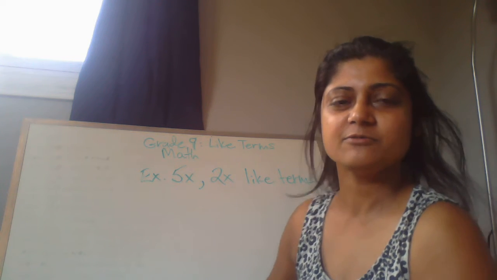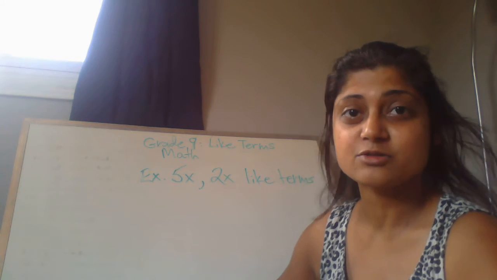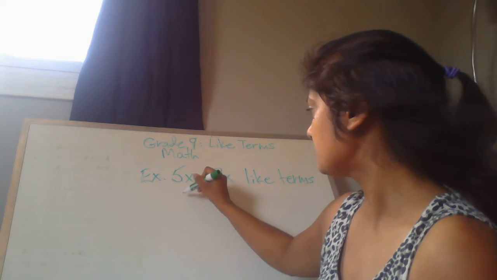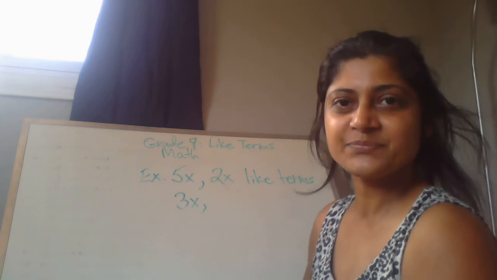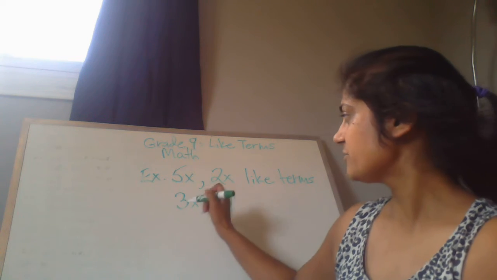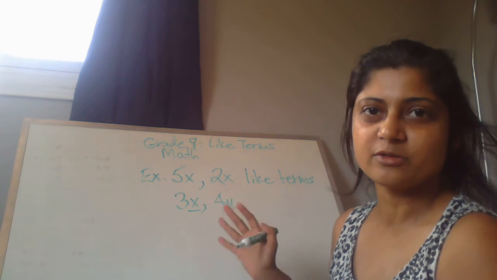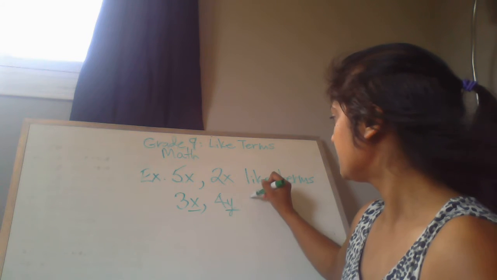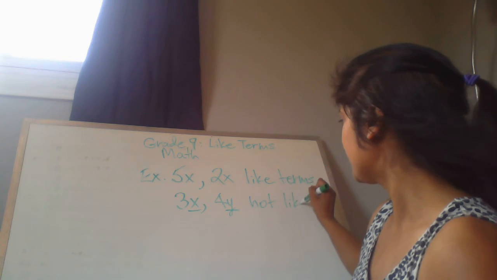However, if you have two numbers and the letters are different, we're going to try another example here. Say I have 3x, right? And I have 4y. Now, because one of these numbers has an x and the other has a y, these are not considered to be like terms.